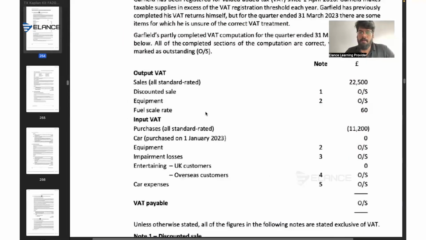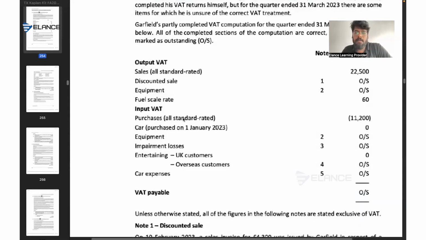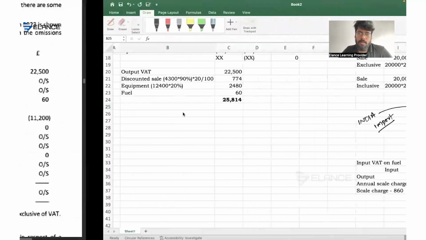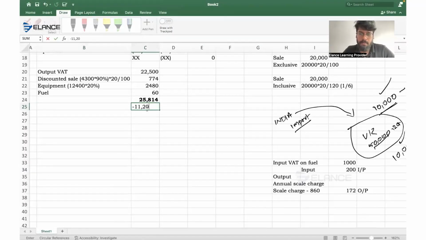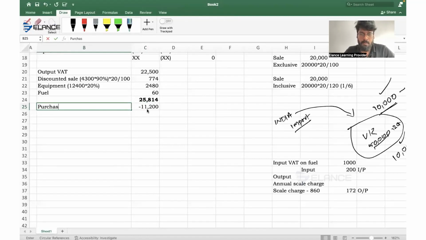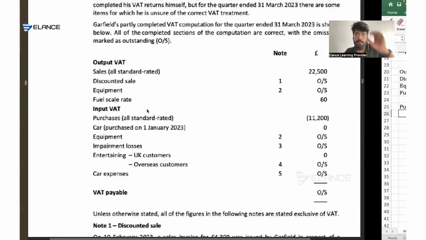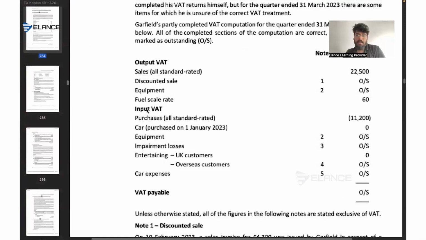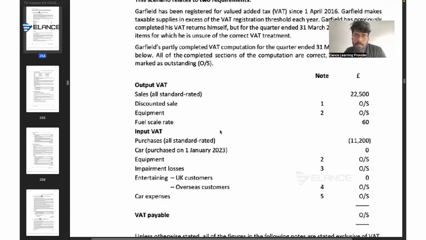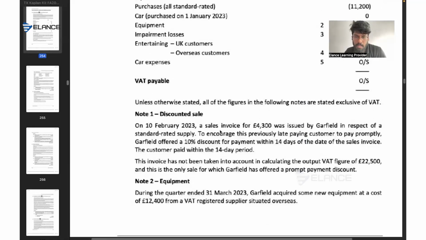Okay, and here we have some other input VAT also. The first one is related to standard rated purchases. There are some standard rated purchases made by Garfield, and 11,200 was incurred as input VAT. We can directly take that. And a car was purchased on 1st January 2023.